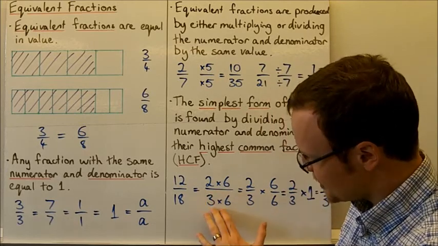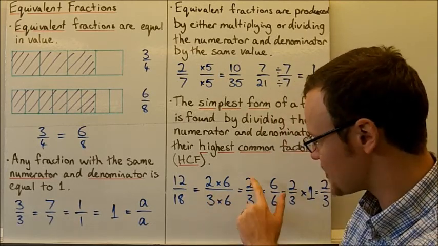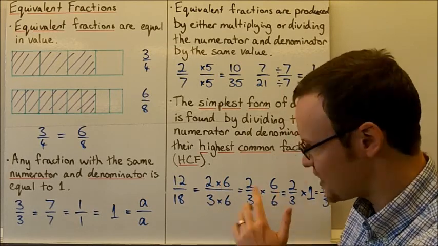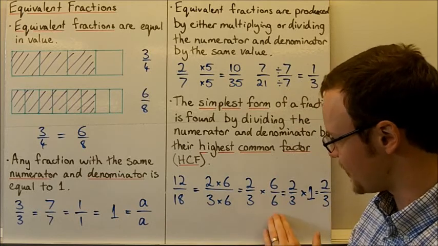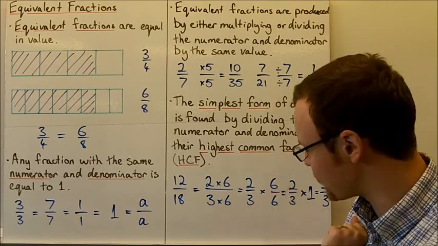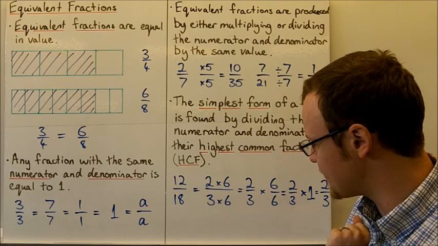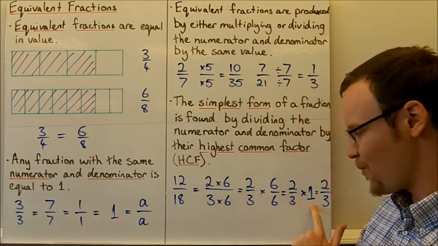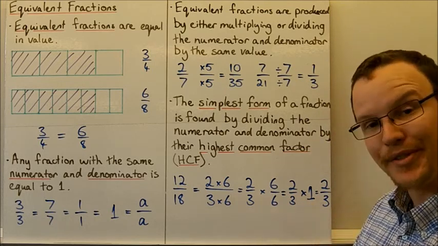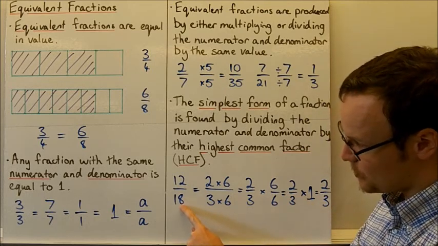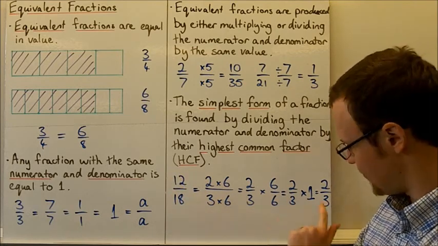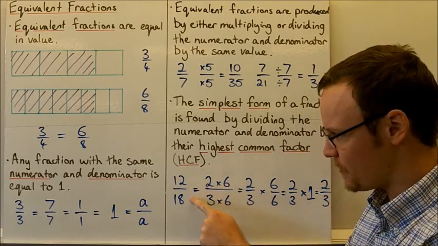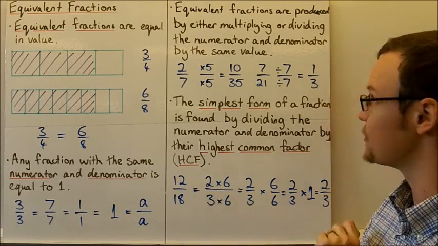So this same 2 times 6 over 3 times 6 is the same as 2/3 times 6 over 6. And we know that any number divided by itself, or any fraction that has the numerator and denominator the same, is equal to 1. So that's equal to 2/3 multiplied by 1. And 2/3 times 1 is just 2/3. So the simplest form of 12/18 is 2/3. And we've divided both the top and the bottom by the highest common factor, divided the top and bottom by 6 to get 2/3.